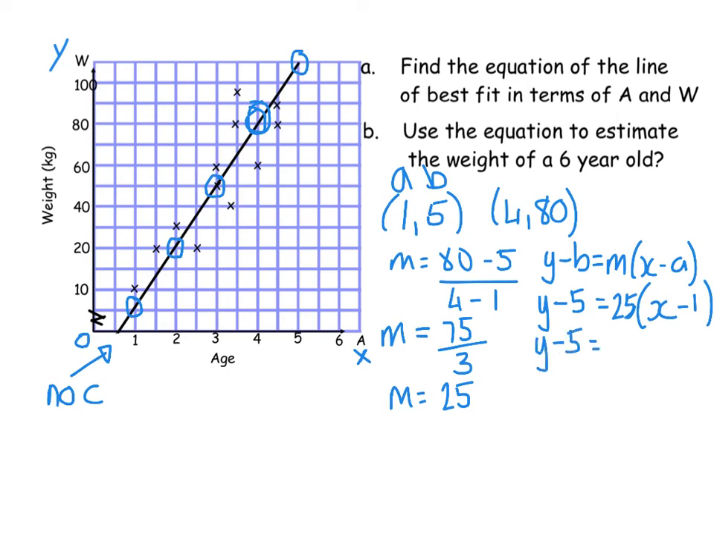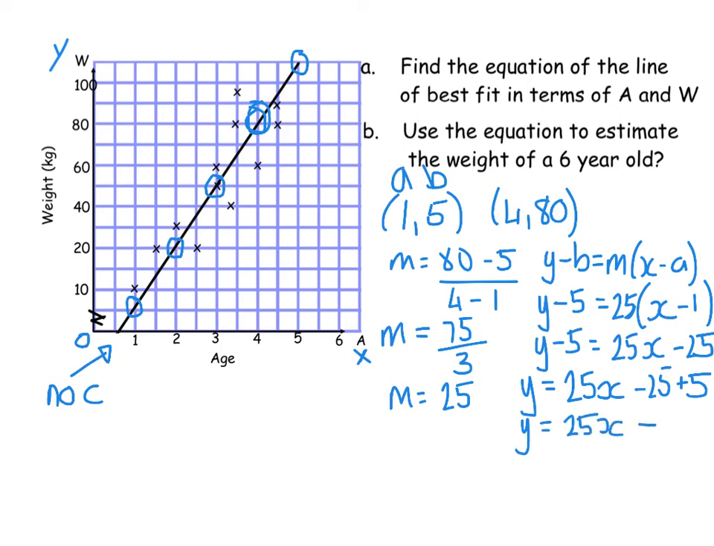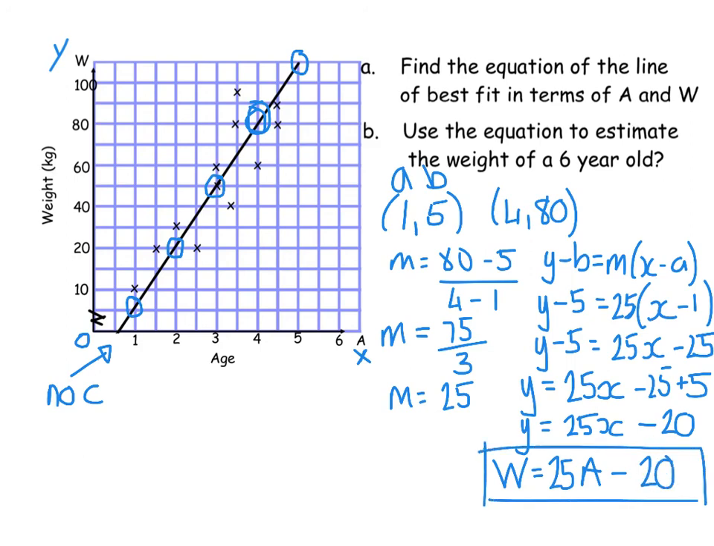y minus 5 equals, expand your bracket by 25, so 25x minus 25. You're going to move your negative 5 over, making it positive 5. Negative 25 plus 5, and again, some of you will skip that line. So you end up with y equals 25x minus 20. Now remember, we didn't have x and y axes. It was changed to different letters because we are creating a formula. So your y-axis has a W beside it for weight, and your x-axis has an A against it for age. So W equals 25A minus 20. Here is our formula for this line of best fit.